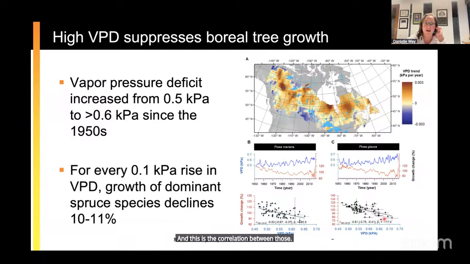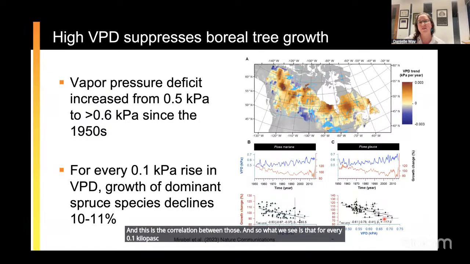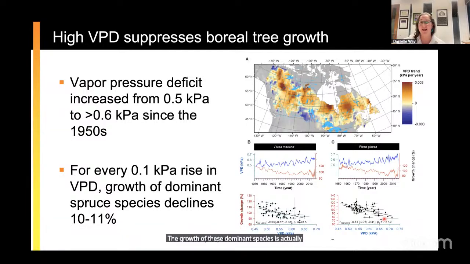And so what we see is that for every about 0.1 kilopascal rise in this atmospheric dryness, the growth of these dominant species is actually declining by about 10%. So they're very sensitive to this change in atmospheric dryness.